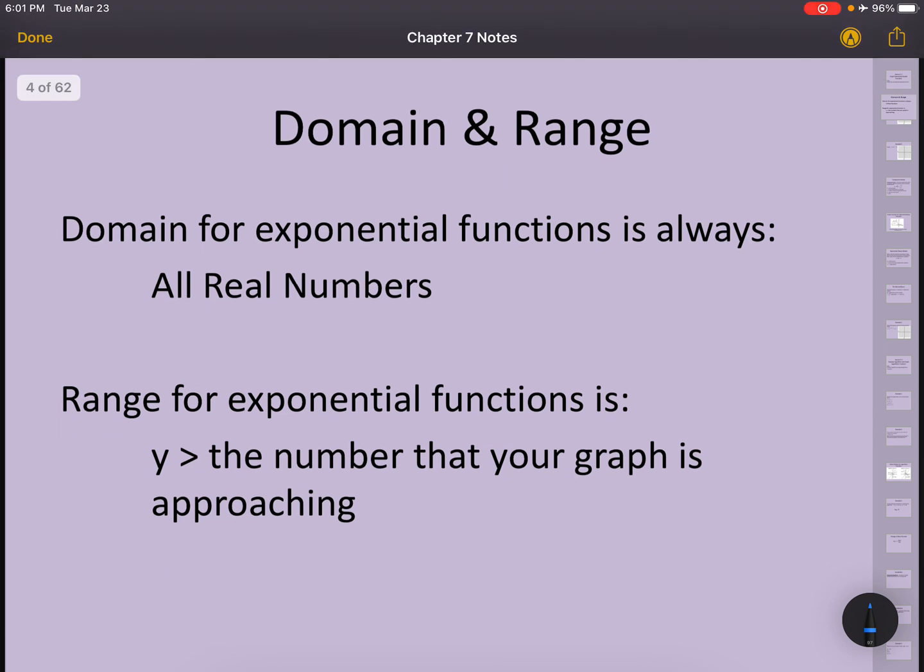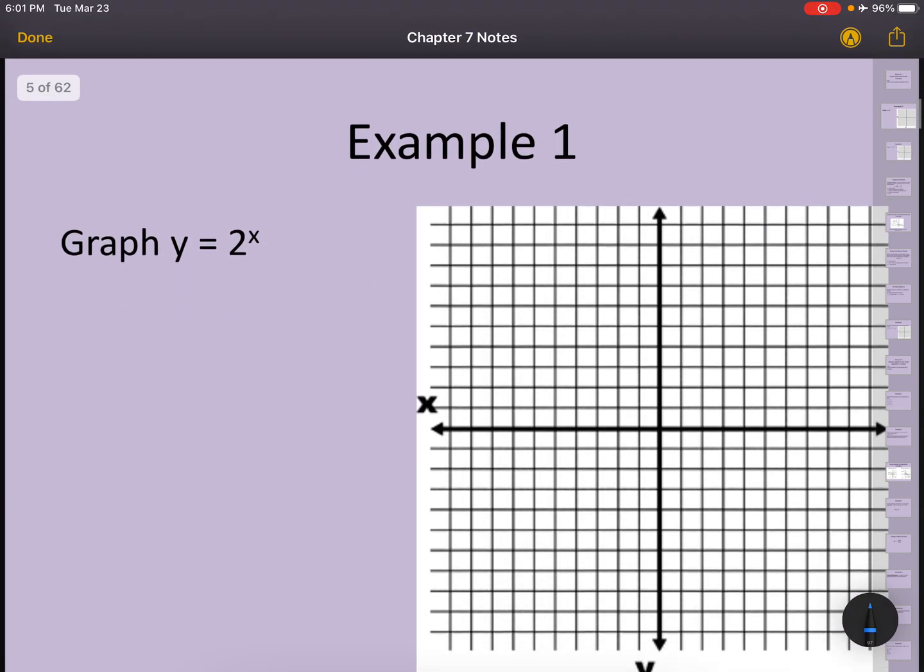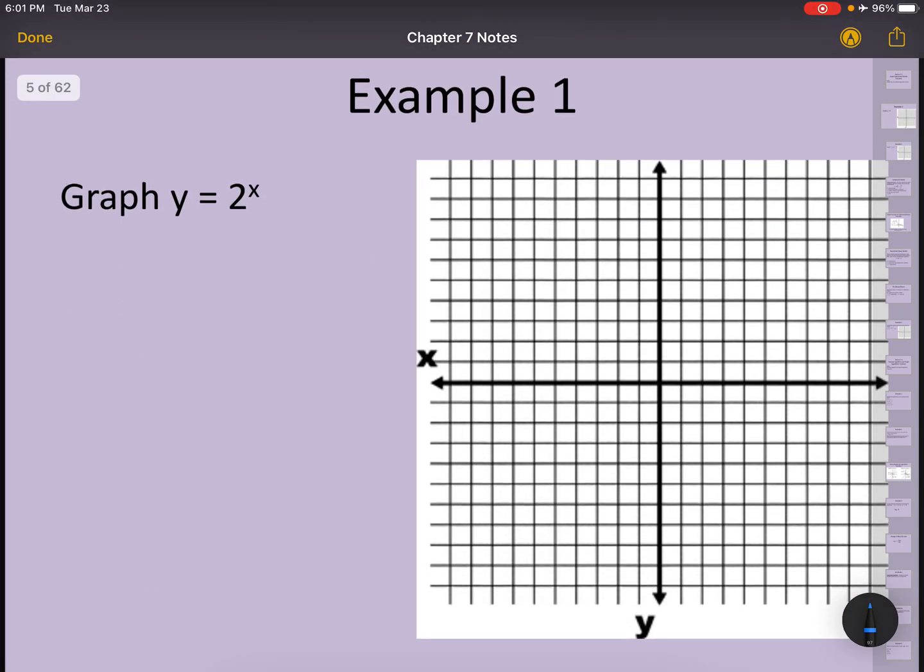So again, the domain for exponential functions is always going to be all real numbers, but for the range, it can vary, okay? The range is just y is greater than the number that your graph is approaching, or your asymptote. So let's graph one. For example here, we're going to graph y equals 2 to the x power.